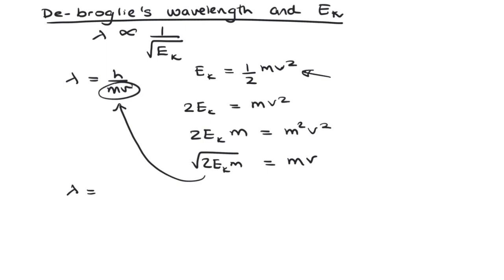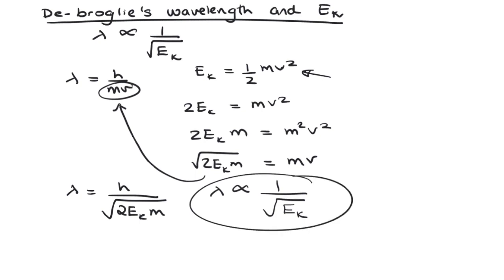So I would end up getting a direct expression, which I can substitute into that equation. So I would get lambda equals h over the square root of 2 Ek times m, where h and m, being the mass of the electron, are constant. So we can safely say that lambda is inversely proportional to the square root of the kinetic energy. So if you decreased the kinetic energy by a factor of 2, the wavelength will increase by a factor of square root of 2. Okay, so worth knowing this one, as it has been asked a few times in multiple choice questions.